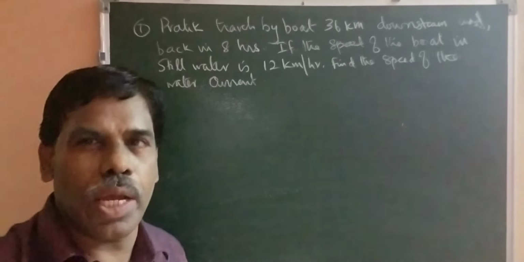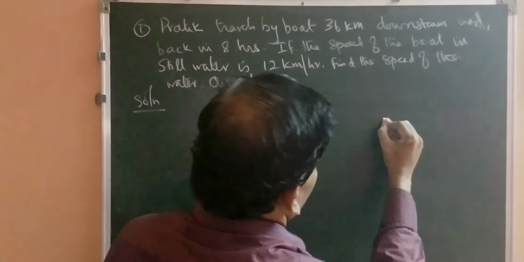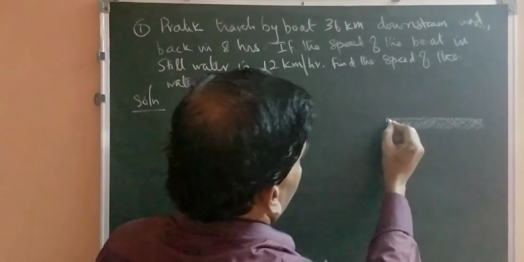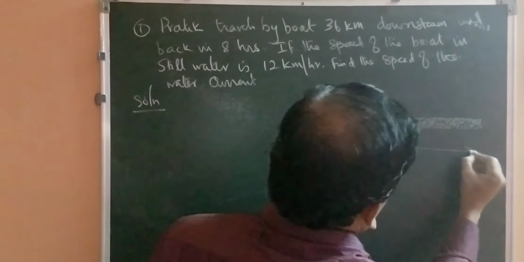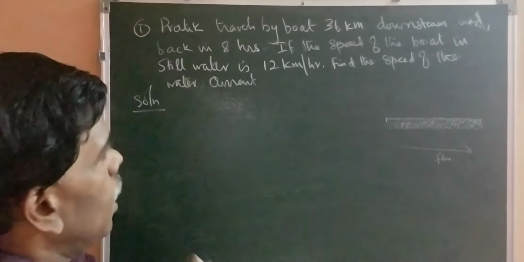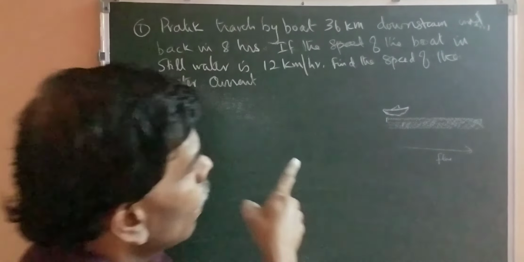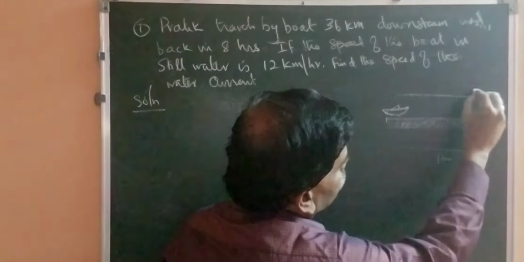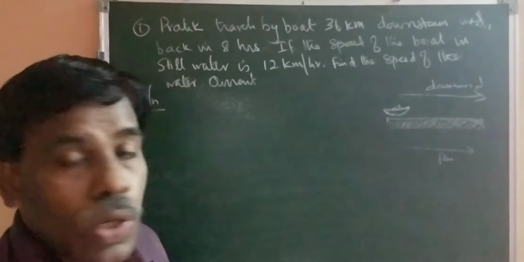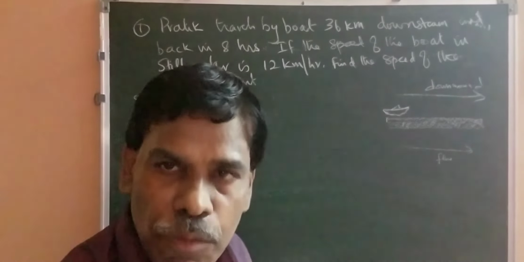Now listen very carefully. It is a very, very important sum. See, Pratik is there. He is traveling. Here there is water, and the water is flowing like this. Now, what Pratik did, he is taking the boat and traveling downward, downstream.